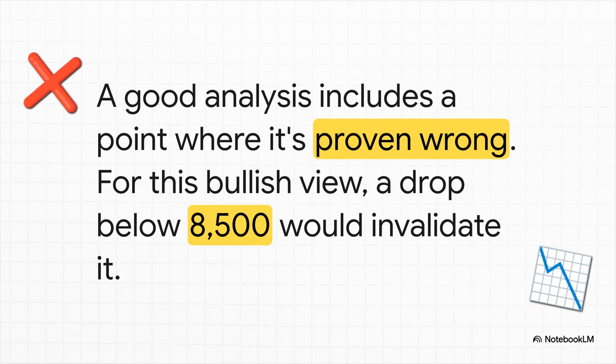But, and you have to listen to this, maybe the most important part. A good analysis is never about being 100% certain. It's all about playing the probabilities and managing your risk. That's why you absolutely must have an invalidation point. It's your "I was wrong" level. It's the price that tells you your whole idea is busted. For this bullish view, if the price were to drop back below 8,500, that would be the signal that the analysis is incorrect, and it's time to step aside.